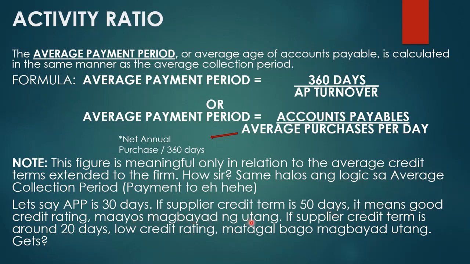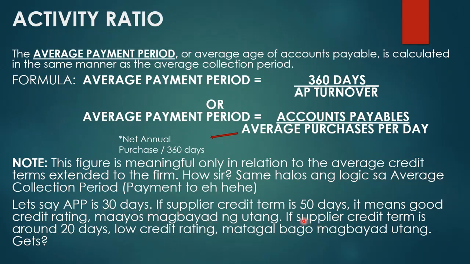So, the first scenario natin, if supplier credit term is 50 days, it means a good credit rating. Maayos mong bayad ng utang. Paano? Binigyan ka ng supplier ng 50 days para magbayad ng utang. Pero, 30 days pa lang, binayaran mo na. Binayaran mo agad. Na magandang yan. Magandang view yan sa mata ng mga creditor.